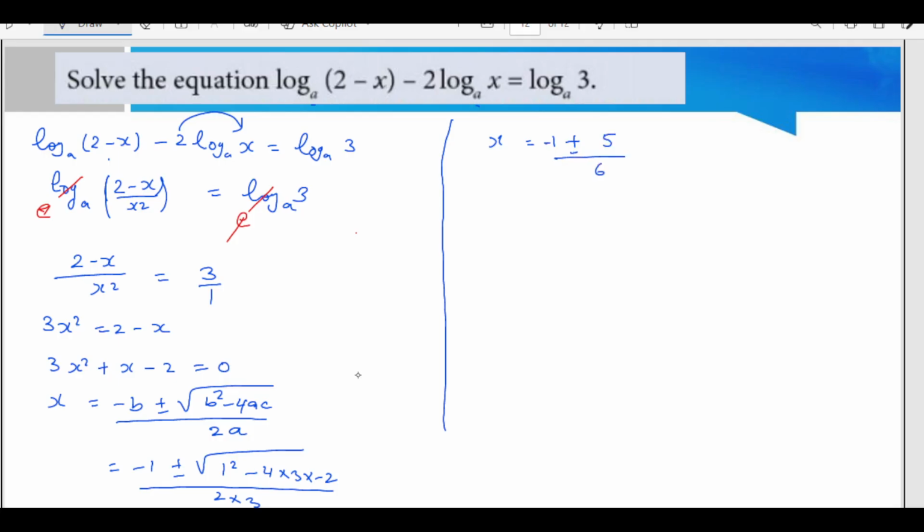So from here I got the value of x as 4 over 6, and we are also getting negative 1. Now this negative 1 cannot be the value, so it is not valid, because log of a negative number is invalid. So then we will have only x equals 2 over 3. So the final answer is 2 over 3.